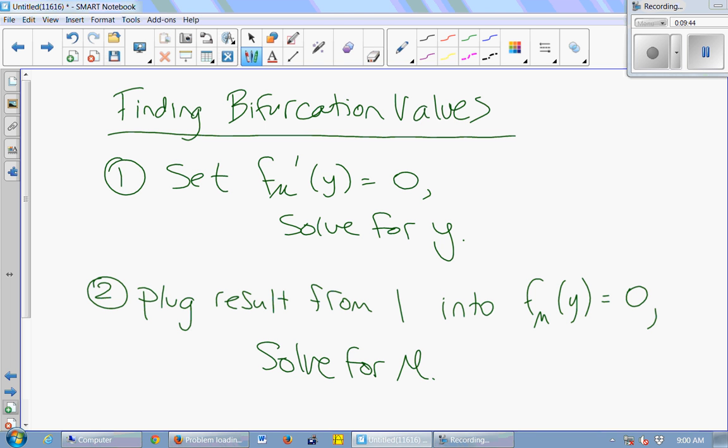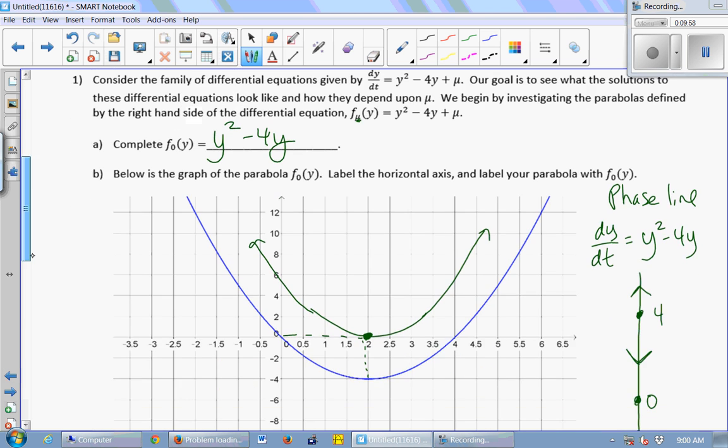Okay, so the question was, why is y suddenly the independent variable? Because y squared minus 4y plus mu was representing the right-hand side of the differential equation. So we just said, let's examine what happens to the right-hand side of the differential equation as we change mu, right? So this is y, and this is y squared minus 4y plus mu. So it's just a name of the variable. Could have easily called it x.